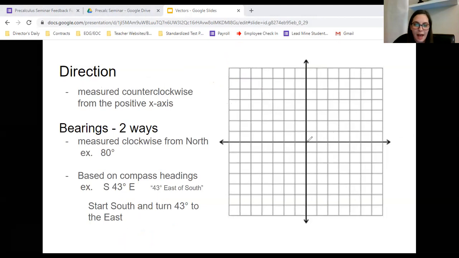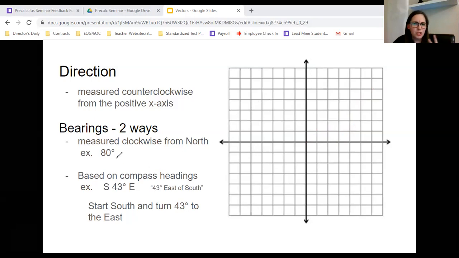So say if I have this right here, you would say this angle, it's not exactly 45 degrees, but it's pretty close, would be 45 degrees. So the direction would just be 45 degrees. Now we're going to see this a lot. The other thing that we're going to see is bearing. And this we're going to see a lot of in applications.